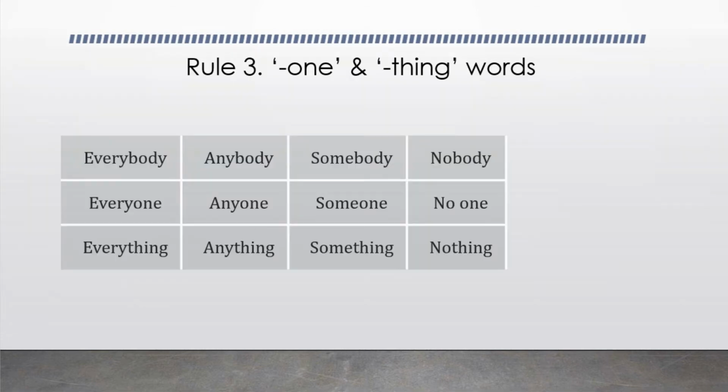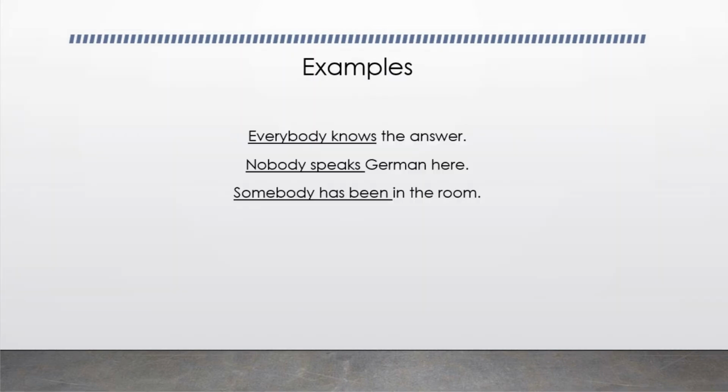Rule number 3 is pretty easy. If your subject ends with one or thing, it's always singular. The words like everybody, everyone, no one, nobody, something. So these are all singular words. Everybody knows, nobody speaks, somebody has been in the room.